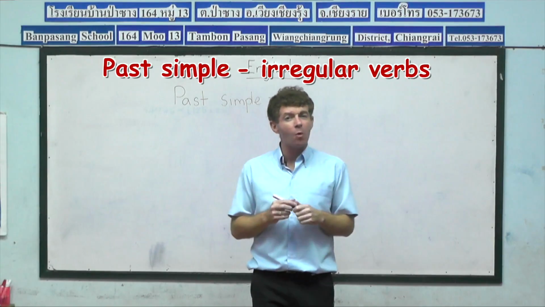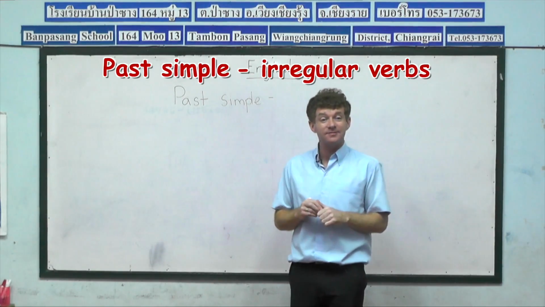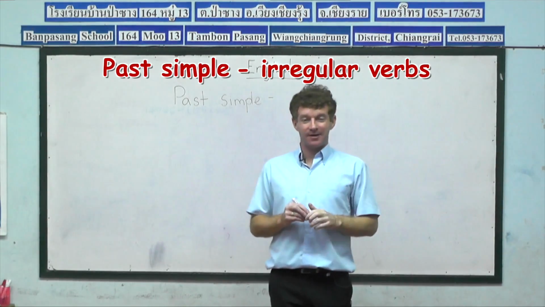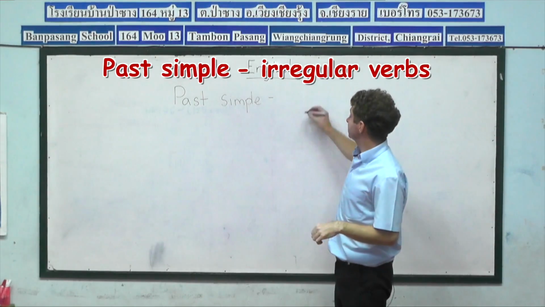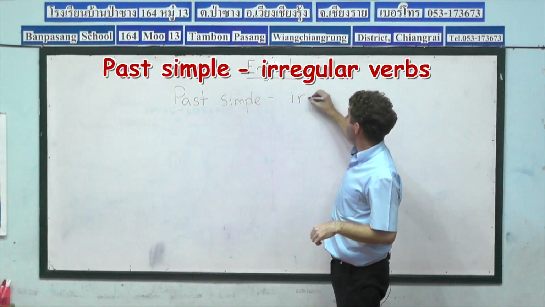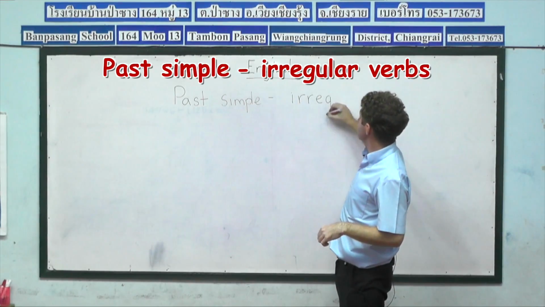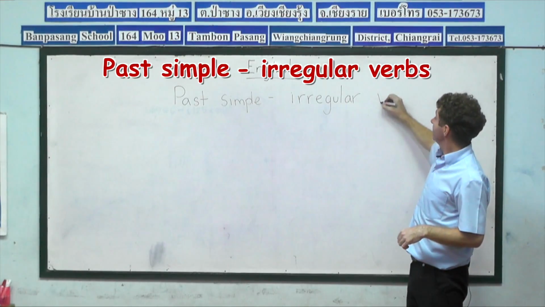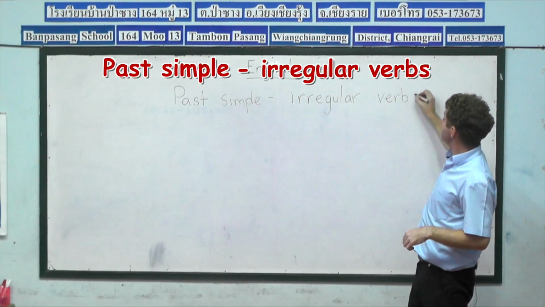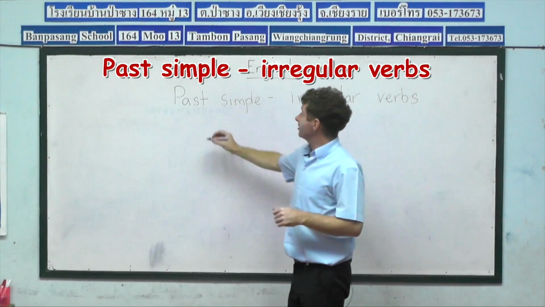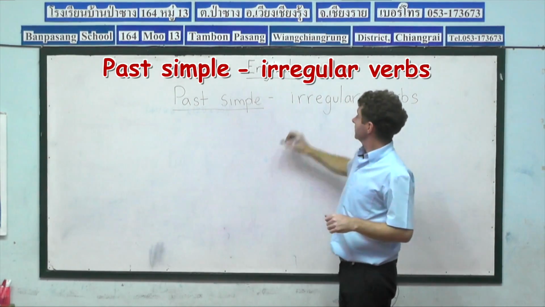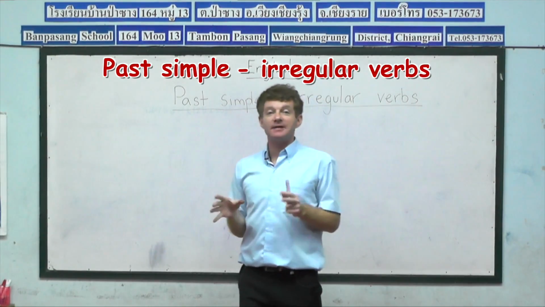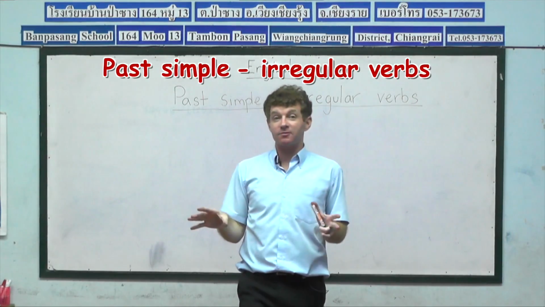Does anybody remember what we call non-normal verb words? Not regular, they are irregular. Irregular verbs. I, R, R, E, G, U, L, A, R. And verbs, V, E, R, B, S. So altogether, guys, we've got past simple, irregular verbs. Yes. And in a previous lesson, we learned about two different types of sentences.